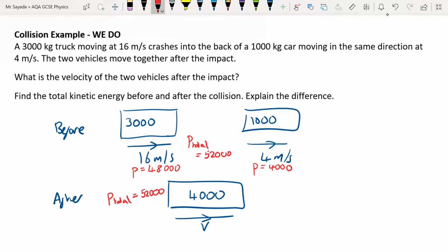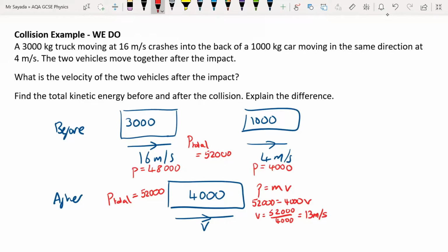You should have said because of conservation of momentum. So now we use the equation, P equals mv, 52,000 equals 4,000 times V. So V is 52,000 over 4,000. You can always use a calculator, and that will equal 13 meters per second. And that kind of makes sense because it's somewhere between 16 and 4, and it's actually closer to 16.